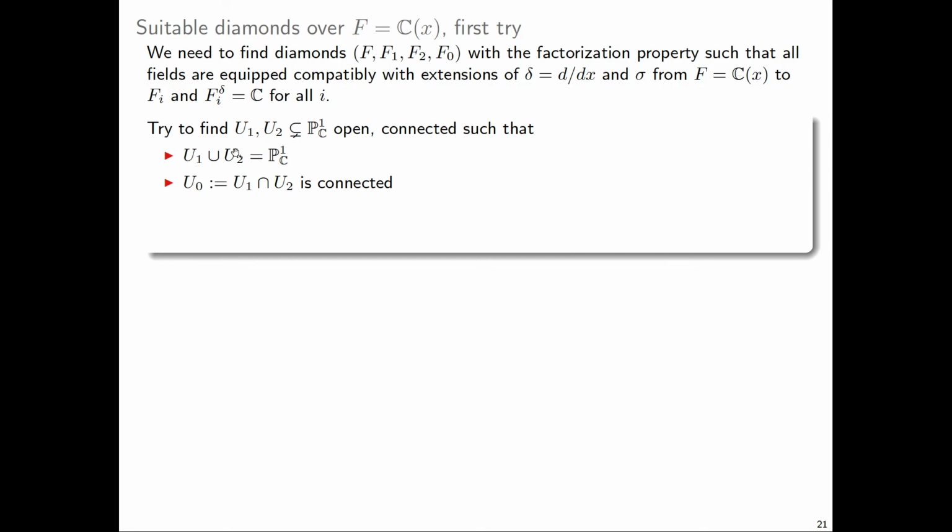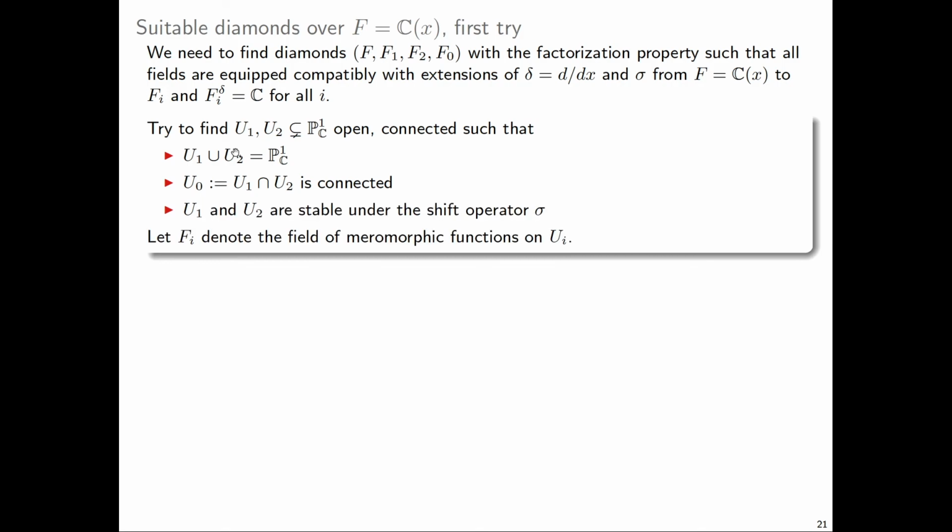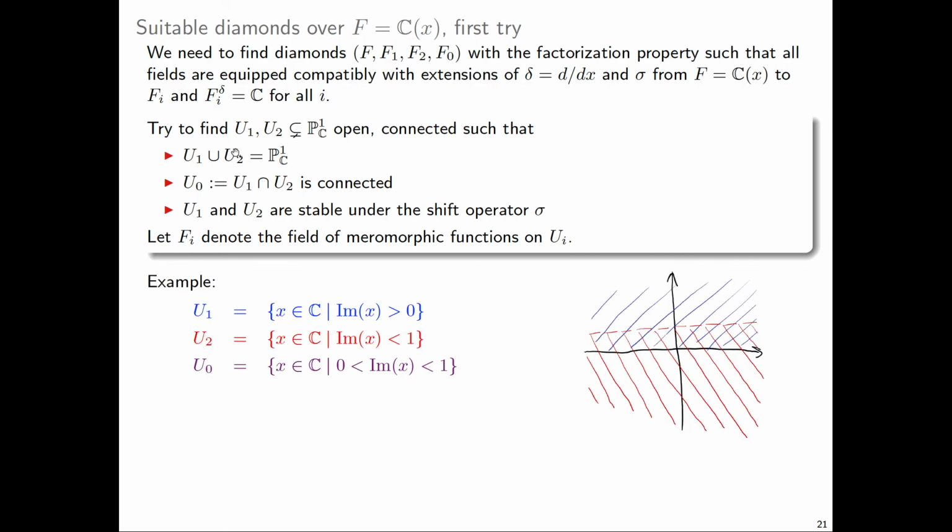So this would need that U1 and U2 are stable under the shift operator sigma. Because then the field of meromorphic functions are also stable. So we first try to do something like this. So it's a shift. So you need to do something that's horizontally invariant. And we consider the blue U1 is the open upper half plane, and the red U2 is some lower open half plane that intersect in this purple stripe.